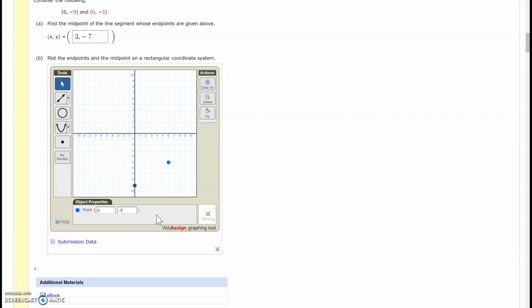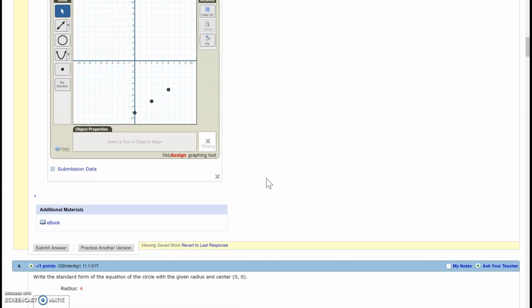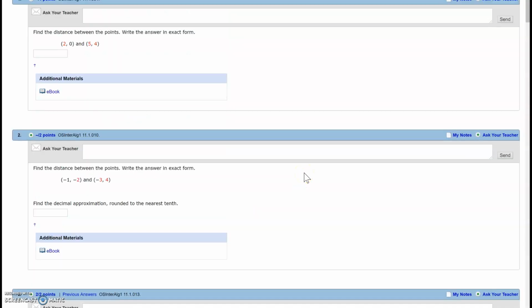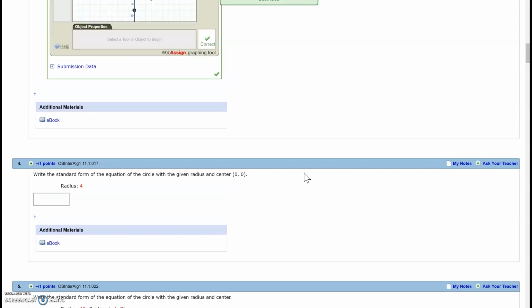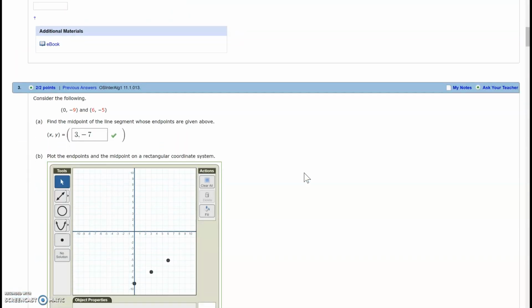So I got that. And then what I'm going to do, I'm going to plot my midpoint. And my midpoint was 3, -7. So then this should be right in the middle. And that's what they want for that one. So I'm just going to submit just to make sure that I got it right. And I did. So this is exactly what they want for these types of problems.